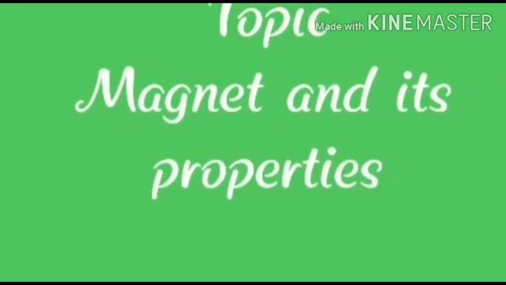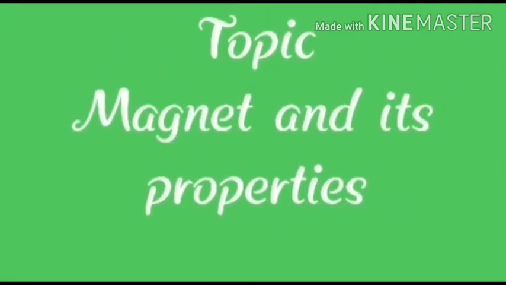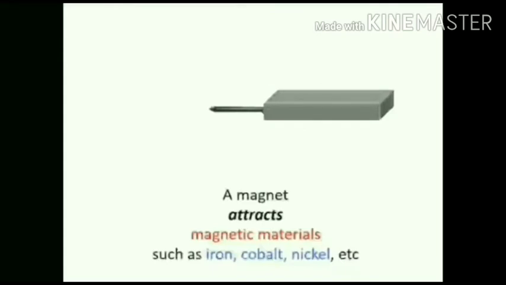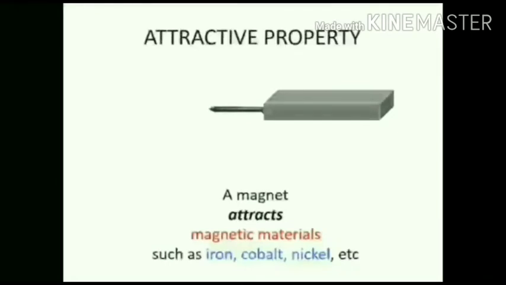Today we will start with the topic magnet and its property. If we bring an iron nail near a magnet, we will find that the nail is attracted toward the magnet. So I can say that a magnet attracts magnetic materials such as iron, cobalt, nickel, etc. And this property of a magnet is called its attractive property.